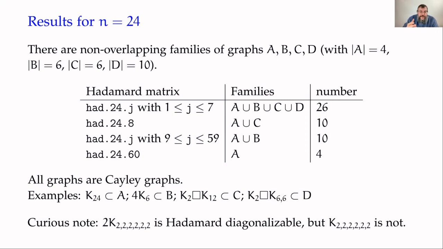And it turns out that one of these graphs that's Hadamard diagonalizable for order 24 is 2 copies of the cocktail party graph on 12 vertices. And the reason I find that fascinating is just one copy by itself, which is a graph on 12 vertices, is not Hadamard diagonalizable, because there's only 4 graphs which are Hadamard diagonalizable for order 12. And it's not one of those 4. So the fact that by itself it's not, but when you have 2 copies of it, it is. It's very strange, at least to me.